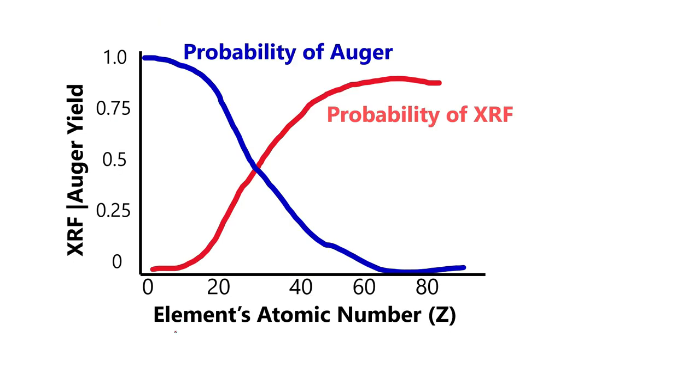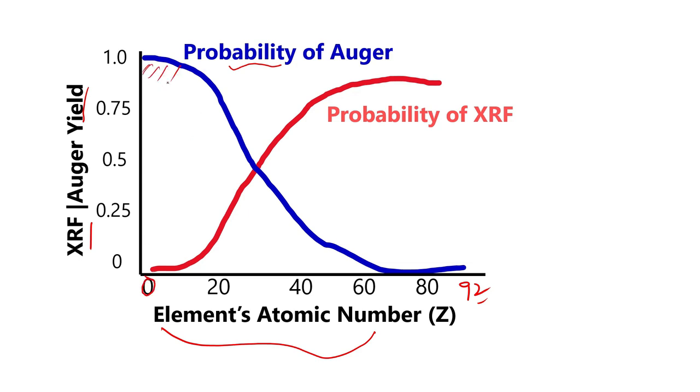Very interesting diagram. On the x-axis we have the atomic number of the elements. It starts from 0 to 80, and it usually goes to uranium, 92. On the y-axis we have X-ray fluorescence or Auger yield, meaning the production, from 0 to 100 or from 0 to 1. We can see here in this blue line the probability of the Auger effect. We can see that at lower atomic number, this effect is dominant.